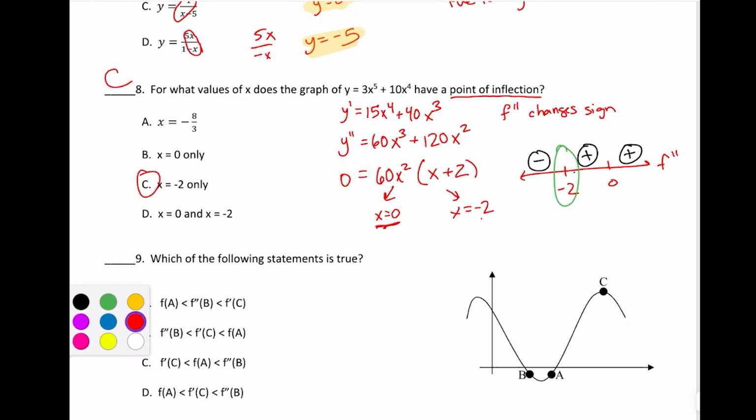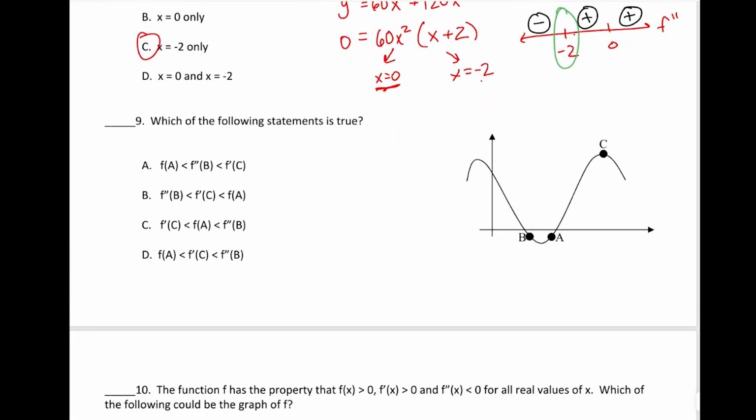The reason, like if it asks for a justification on a question like this, you want to say x equals -2, or you say there is a point of inflection at x equals -2 because the second derivative changes sign. That really is the justification there.